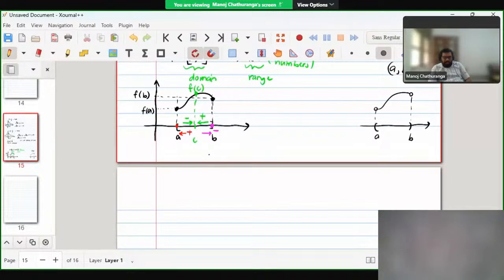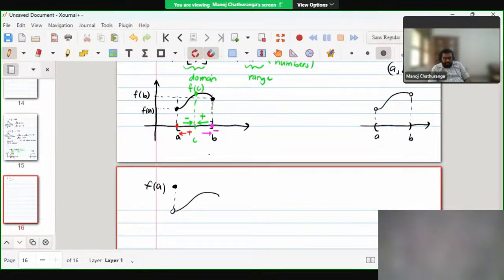If f is not right continuous at a, the graph would be something like this. This is f of a, but this is what you get as x approaches a from the right hand side. If these two numbers are different, you will have a break at the end. So f is not right continuous at a.